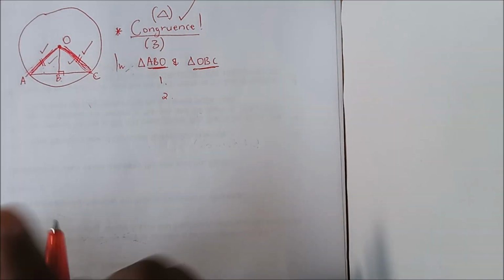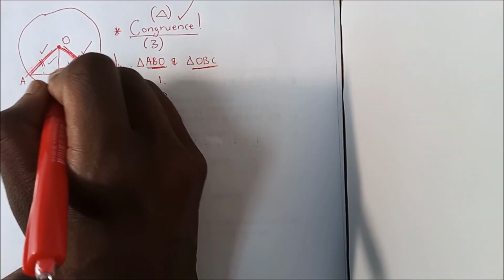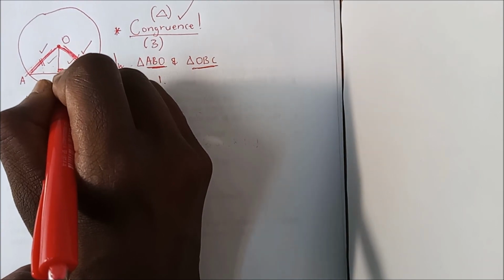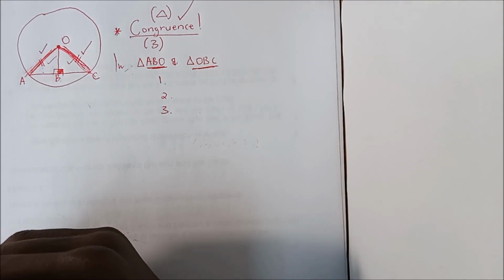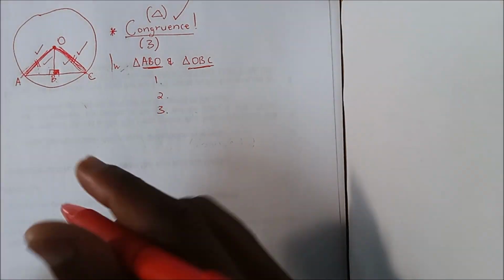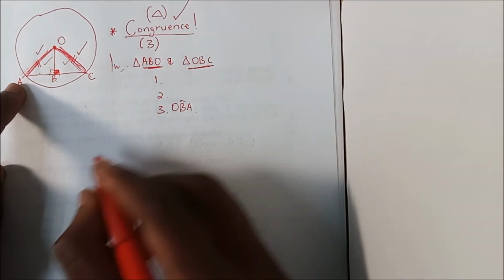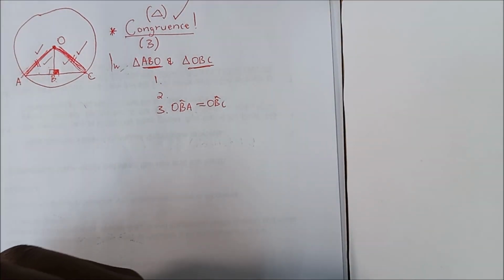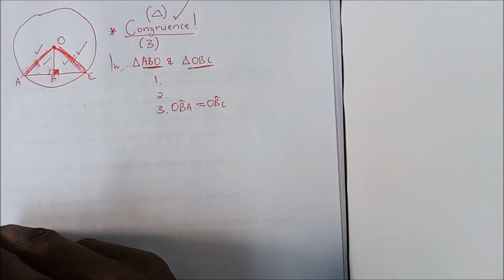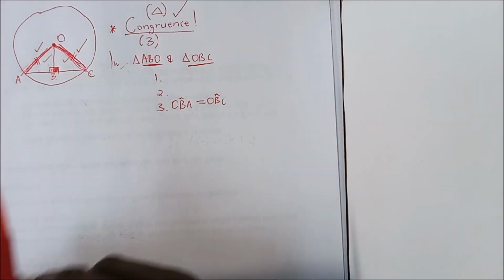OB is common. And then the third condition: if this one is 90, let me highlight, if that one is 90, what will be the one next door? It will also be 90. Why? Angles on a straight line. Therefore, we can just say angle OBA equals angle OBC, and the reason is they are both equal to 90 degrees. Or someone can find that one first using angles on a straight line, no problem.